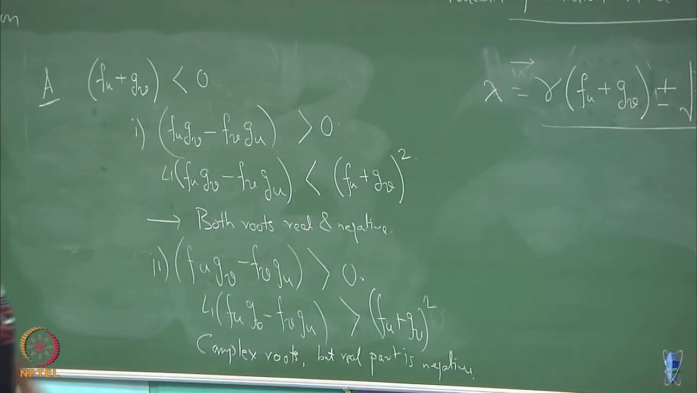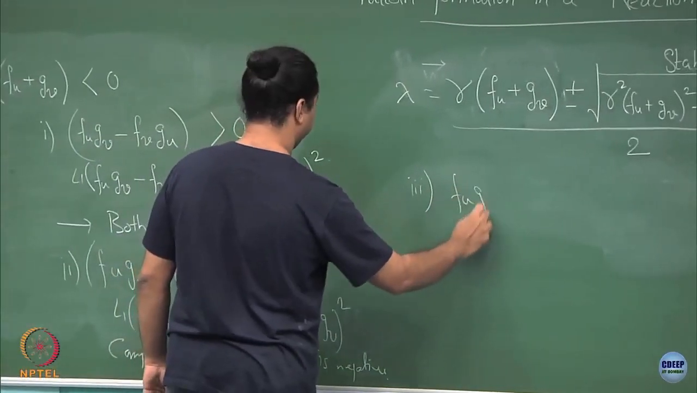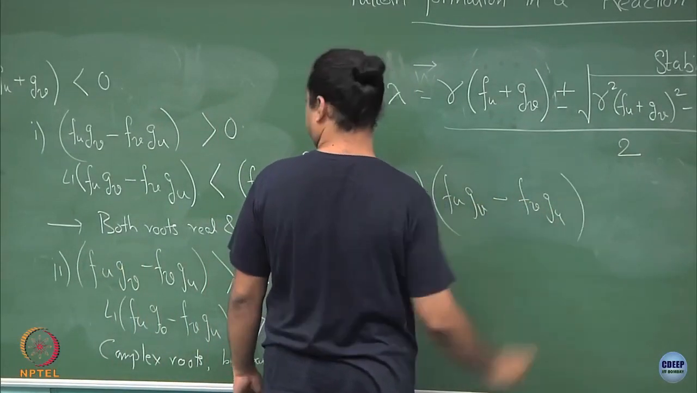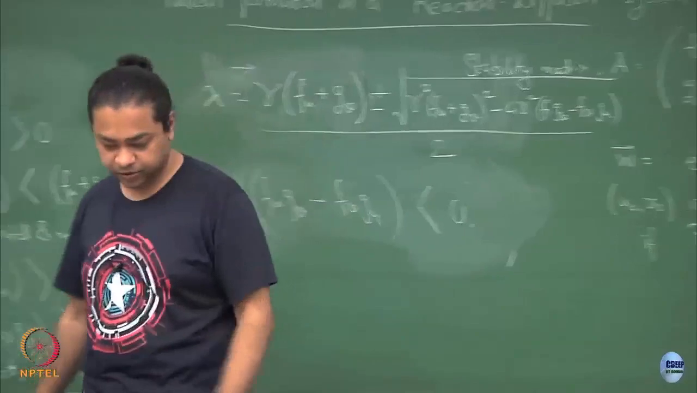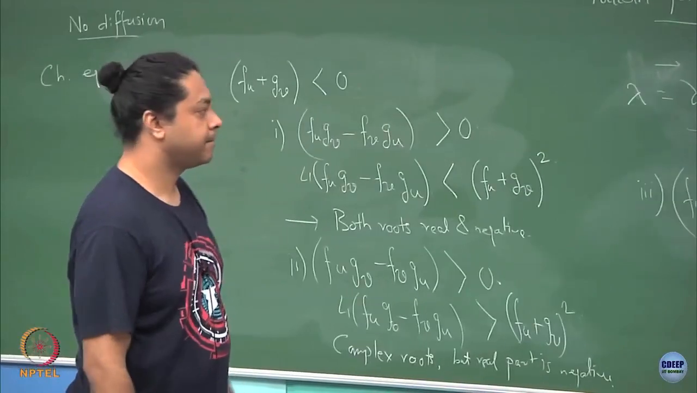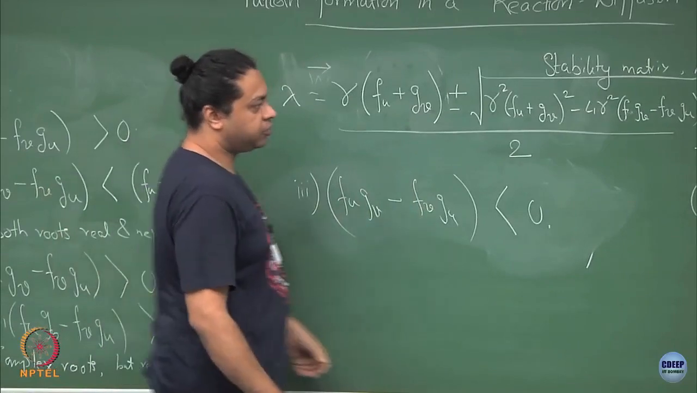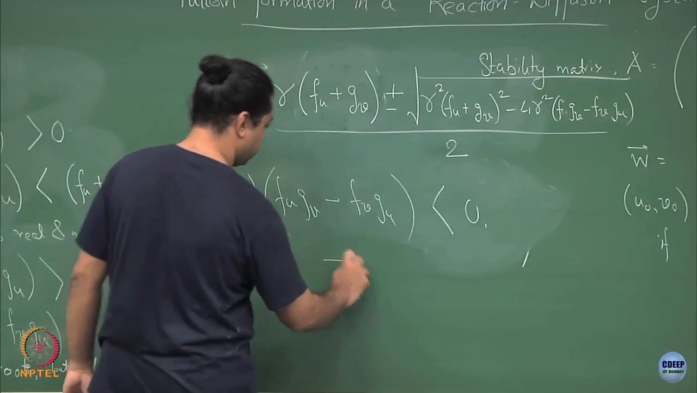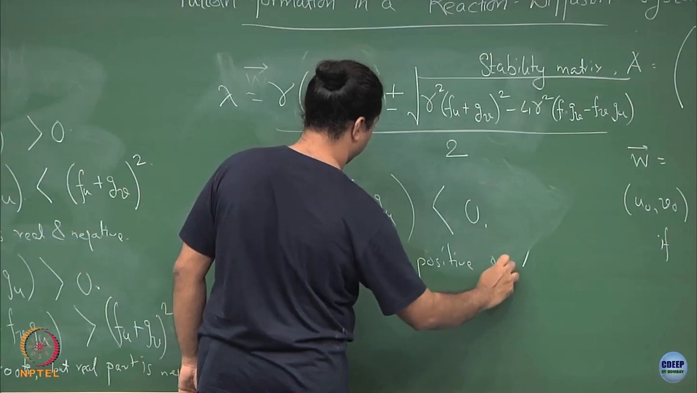What if I now relax this, and say that f_u g_v minus f_v g_u is less than 0? If this is a negative quantity, then what happens? One would be positive and another would be negative, which means you would have this blowing up, right? The state would no longer be stable. So, one positive, one negative.